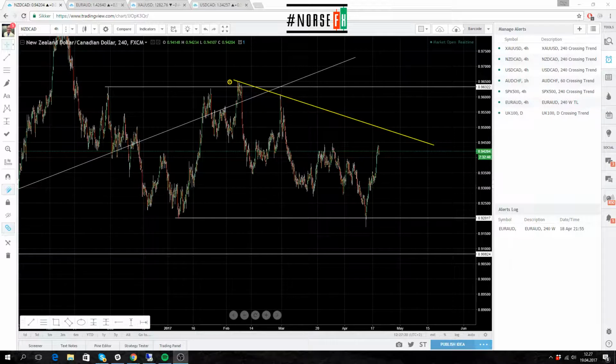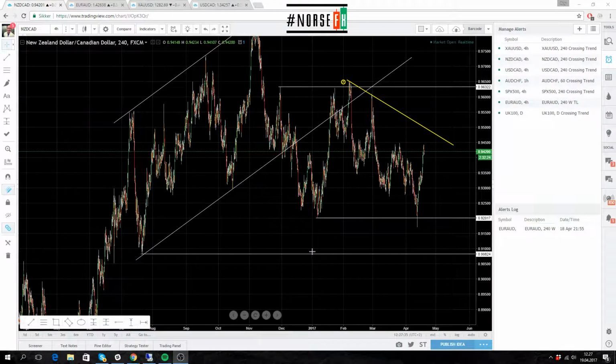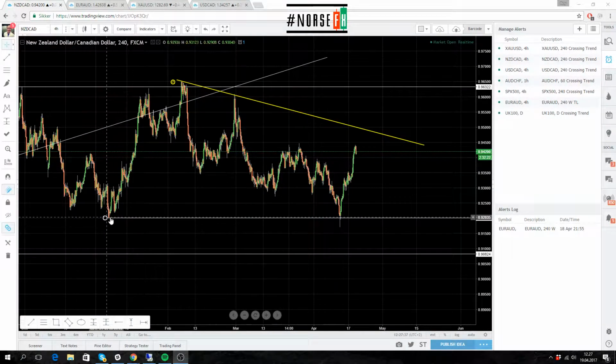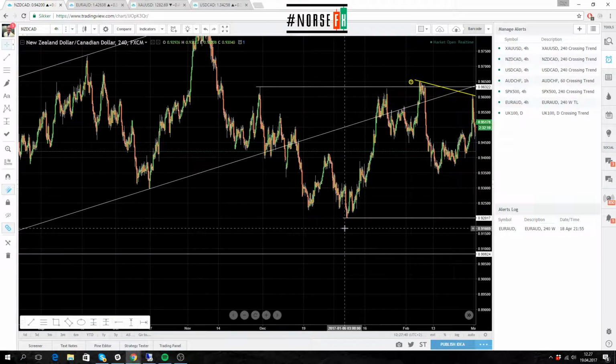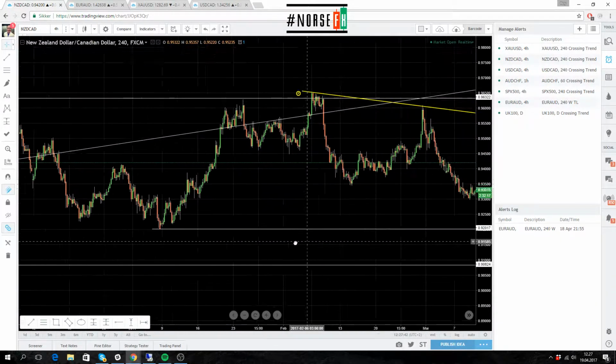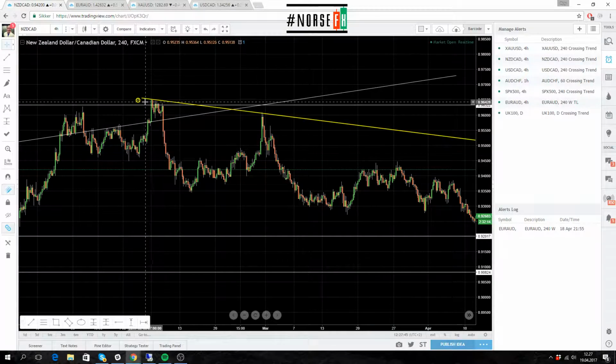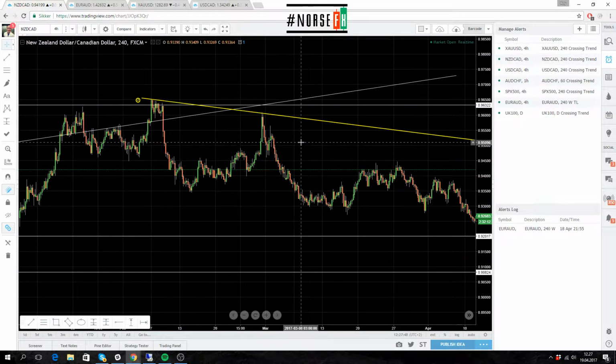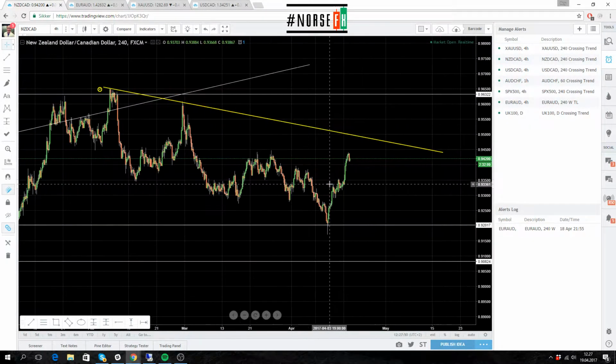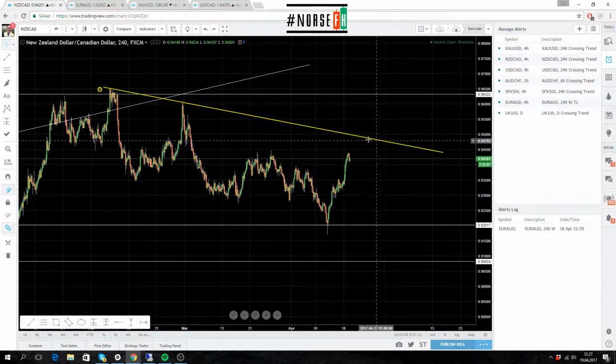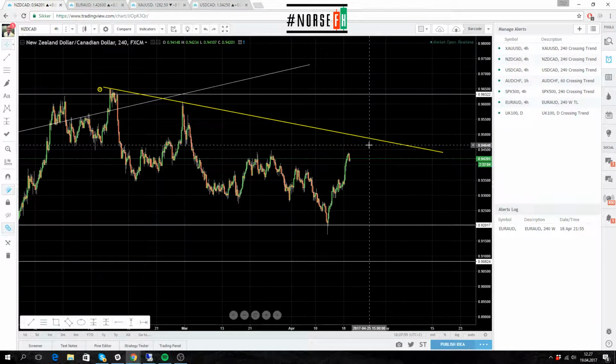Starting with NZD CAD, I'm watching 4 setups this week or the coming weeks. So the first one is NZD CAD. I'm still expecting price to fall rather hard going forward. We have taken out the 2017 lows right here, and I'm now connecting a trend line from the two highs. The alert is set, so when price hits this trend line, I will execute a short.